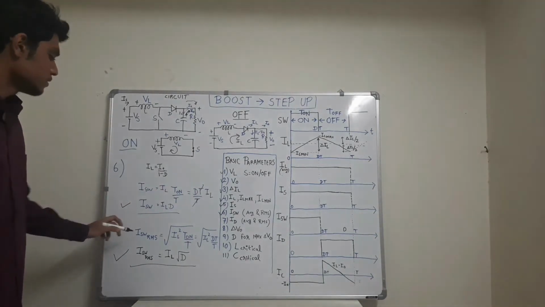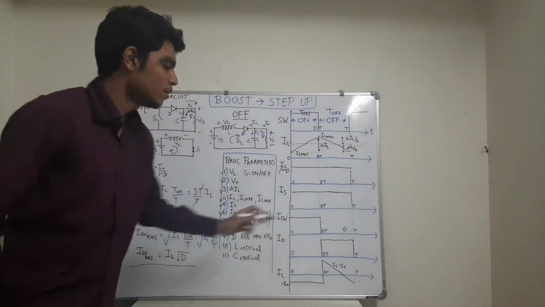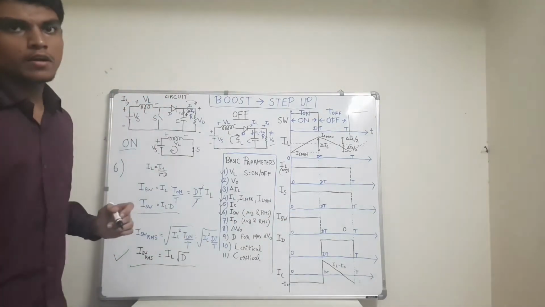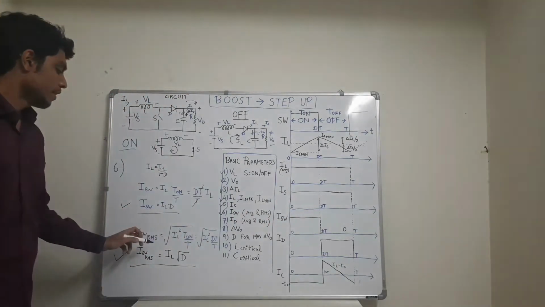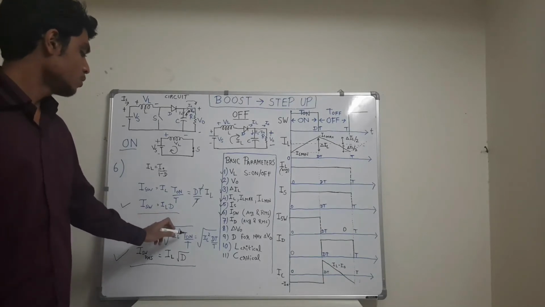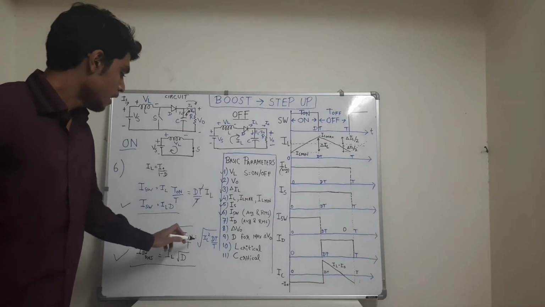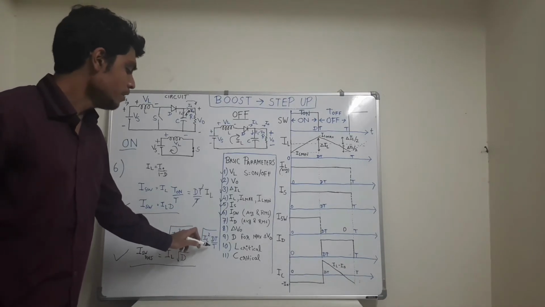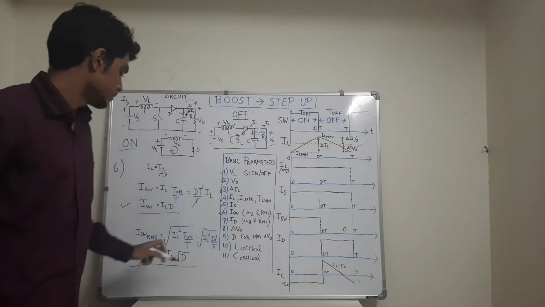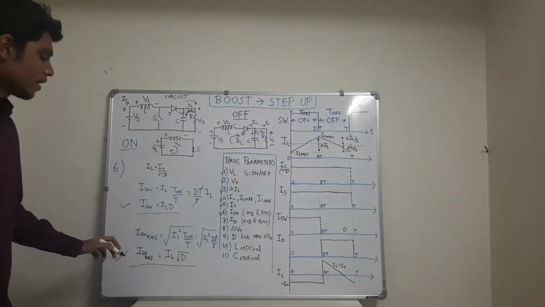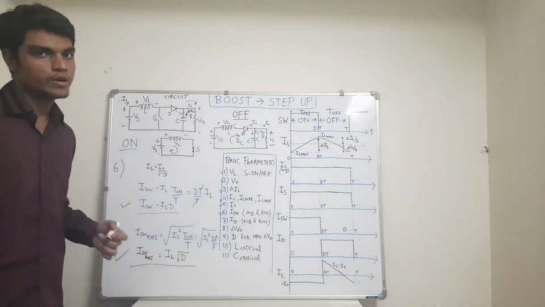Now the second thing is the I switch RMS value in terms of the inductor current. That can be given as root of (1/T) ∫ I_L squared dt over the on time. So it will be equal to I_L squared D T upon T. T will get cancelled and we will get I switch RMS equal to I_L into root D.